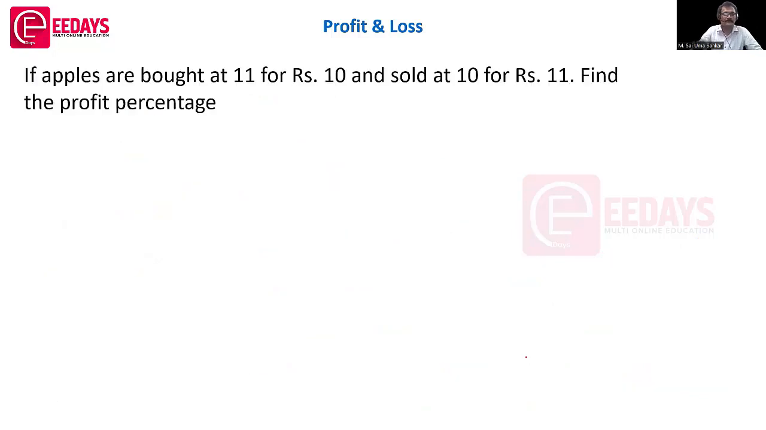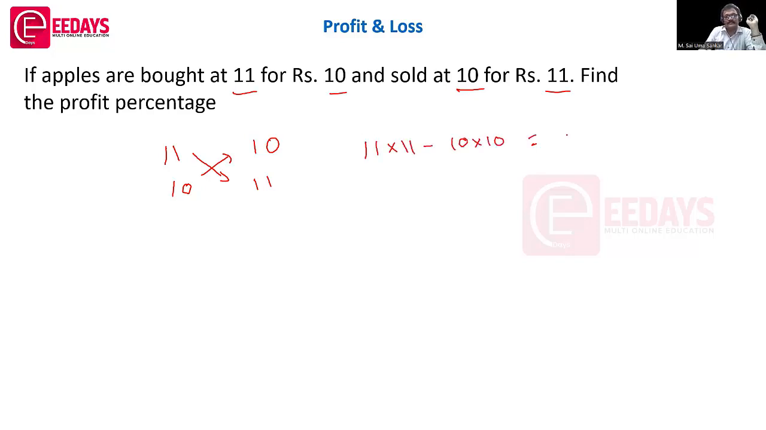Okay, now the first one. If apples are bought at 11 for 10 rupees and sold at 10 for 11 rupees, find the profit percentage. Here 11 for 10 rupees, 10 for 11 rupees. What is the profit percentage? Just take a cross product. So 11 into 11 minus 10 into 10 is equal to 121 minus 100. That is equal to 21% profit. That is the answer.